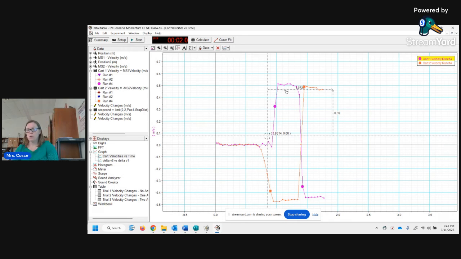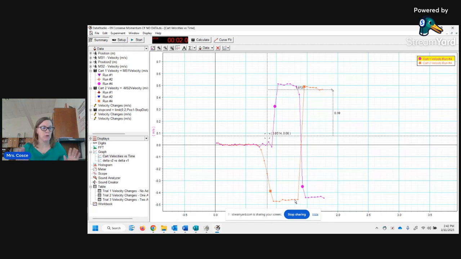Then for the blue cart, for me, the blue cart is cart 2. So that is this orange one. I'm going to go down here, and that's 0.4 and 0.5. So that's 0.42, 0.44, 0.46. It's between 0.46 and 0.48. It's kind of close to 0.46 as it gets close to the collision, though. So I might say negative, because these are negative. So like negative 0.46. And I would write that down as the blue cart's velocity.